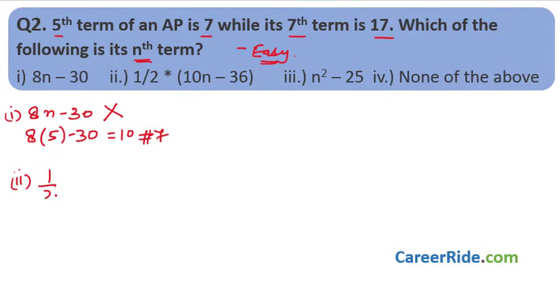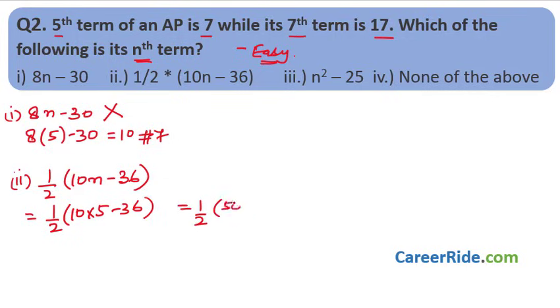The second option given to me is half of 10n minus 36. Can it be the nth term? Let's try to see if it satisfies the condition for the fifth term. So 1 by 2, n is 5 here, minus 36. This is equal to half of 10 fives are 50 minus 36. This is equal to half of 14. This is equal to 7, and my fifth term given is 7. Oh, fantastic. This option seems to be satisfying the conditions that I'm given. So it satisfies the conditions for my fifth term.